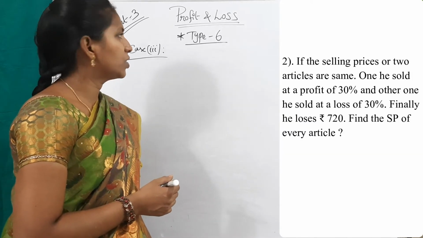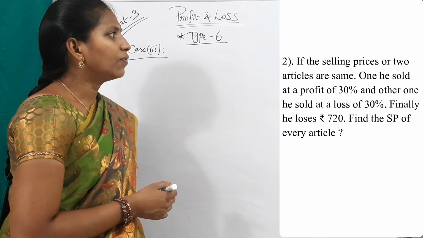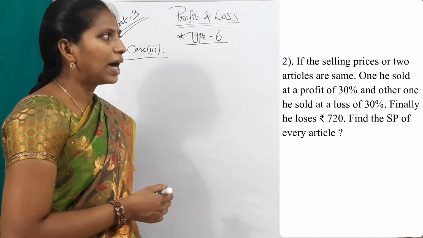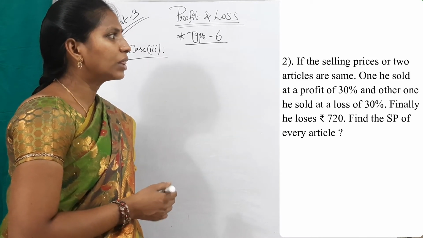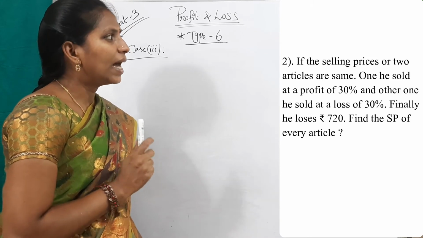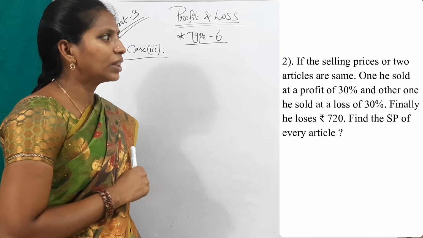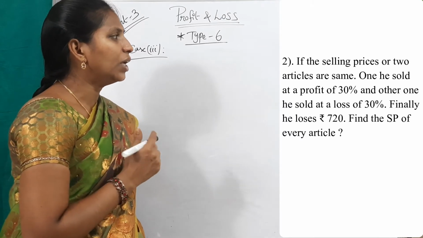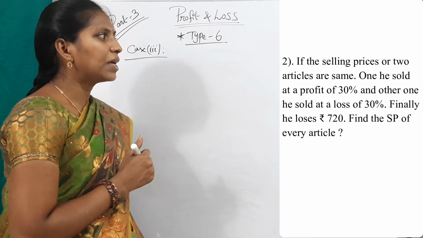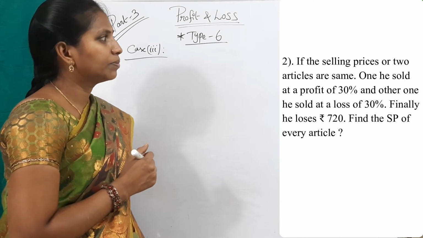Now see the second question in case 3. If the selling prices of 2 articles are the same, one he sold at a profit of 30% and the other one he sold at a loss of 30%. Finally he loses 720 rupees. Find the selling price of every article.